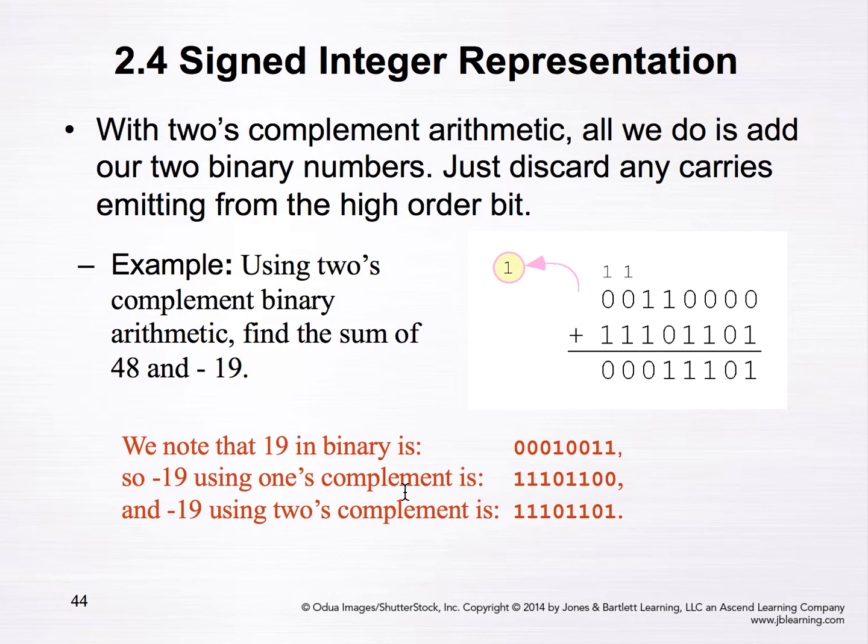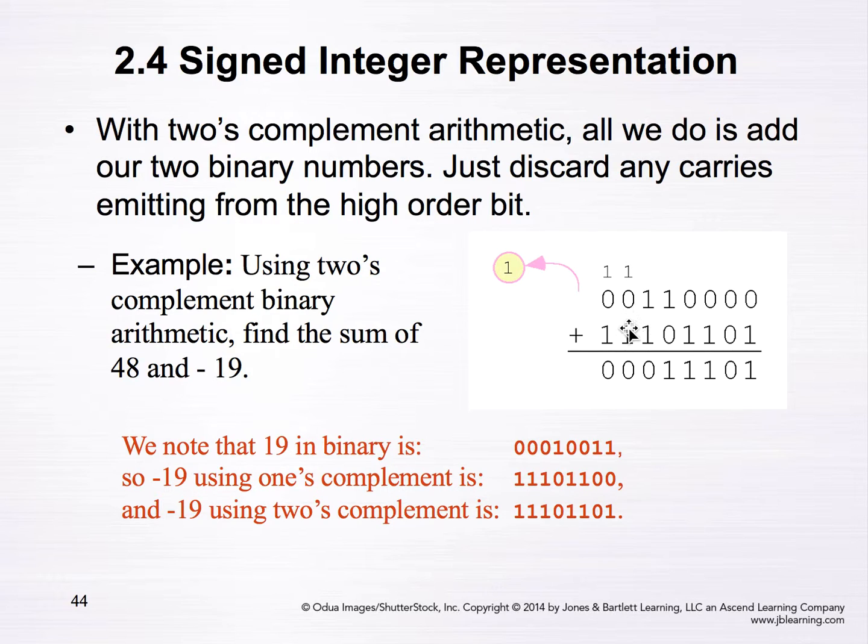In order to get the two's complement representation of negative 19, we just add 1 to the one's complement representation of negative 19. So 0 plus 1 equals 1, and the other bits are the same. So I'll just put 1 right here to get negative 19. Then we get the sum by just adding them together. So we have 0 plus 1 equals 1, and so on, bit by bit.